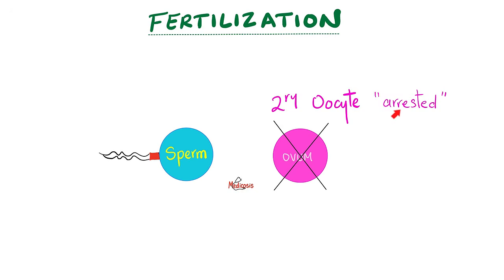So it's not an ovum yet. But once the sperm goes deep inside the secondary oocyte, it will complete its meiotic division and change from a secondary oocyte to an ovum. But this only happens after the sperm goes in.